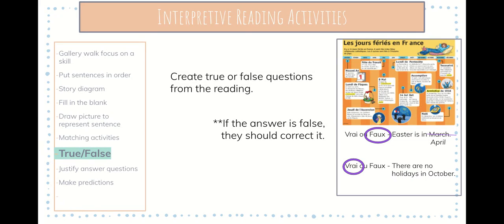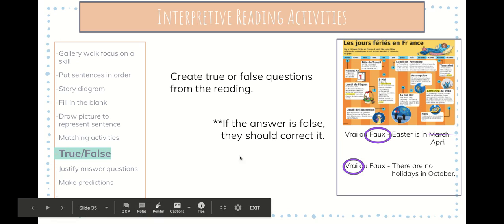True or false is always an easy one, but a way to step up the complexity is having the students find their answer and then justify it. You can use it for true or false. A lot of times I'll just have the students correct the answer if it's false. So if it says Easter is in March, and then you look on this infographic and that year Easter was in April, right? So they correct what was wrong about it.